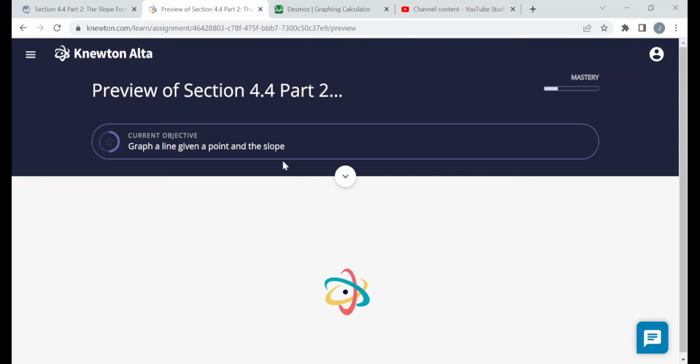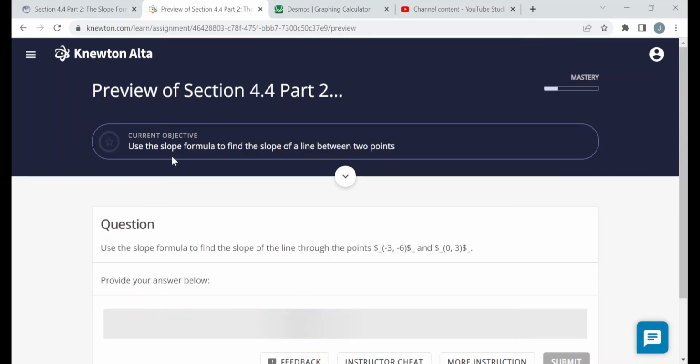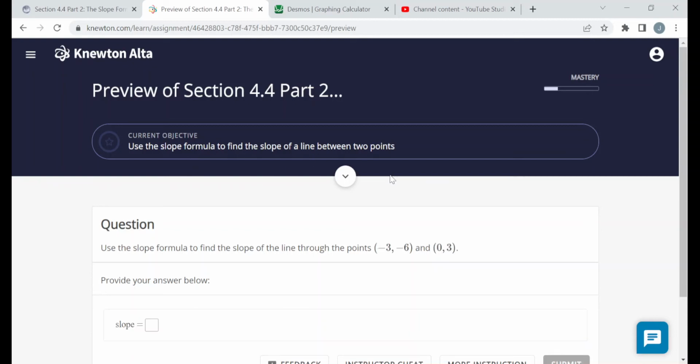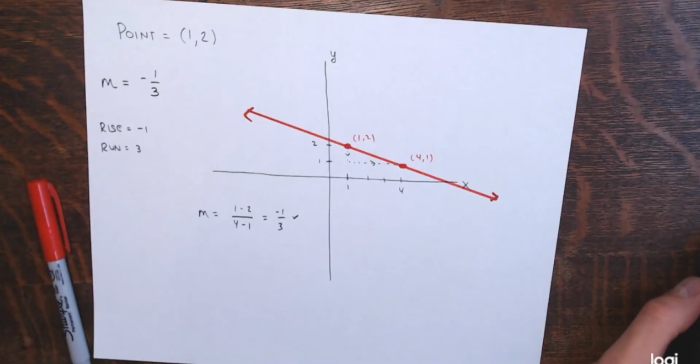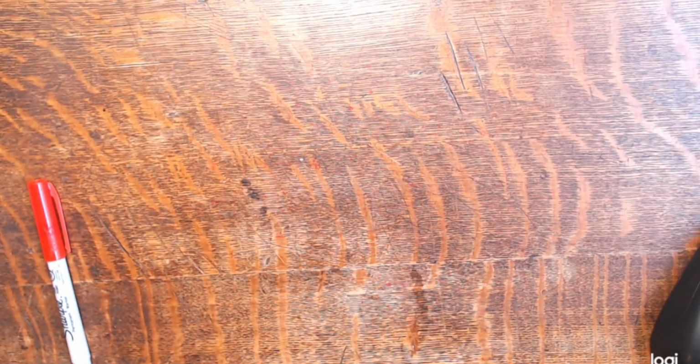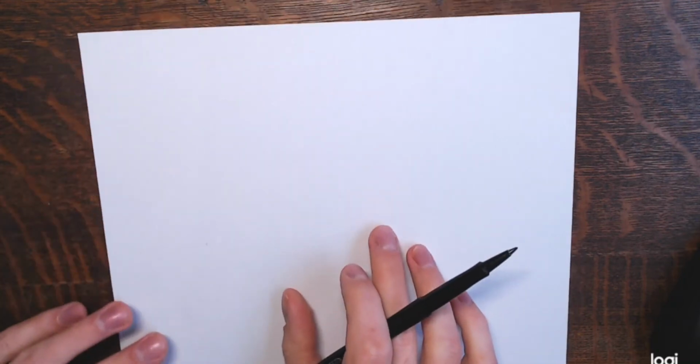Right, now the next question is on the other objective. Use the slope formula to find the slope of a line between 2 points. So again, it's just that change in y divided by change in x, right? Rise over run. So I'm just going to write this out and not even graph it. You can graph them. See a picture. Maybe I will, just for this first example in this objective.